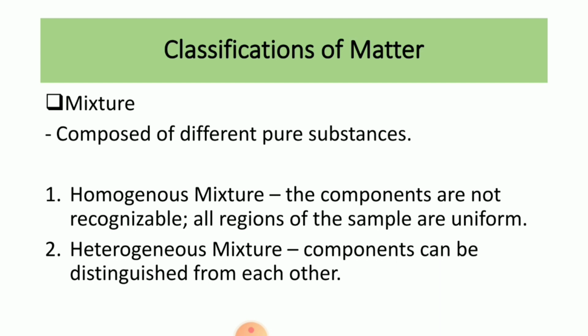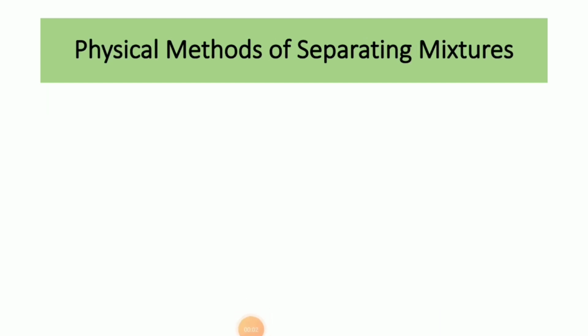While mixtures whose components are not evenly distributed in the sample and can thus be physically identified are called heterogeneous mixtures. Some heterogeneous mixtures, such as oil-water mixture, form layers of their constituent substances. Since mixtures are combined through physical means, their components can also be separated through physical methods, which rely on the differences in the physical properties of the components.